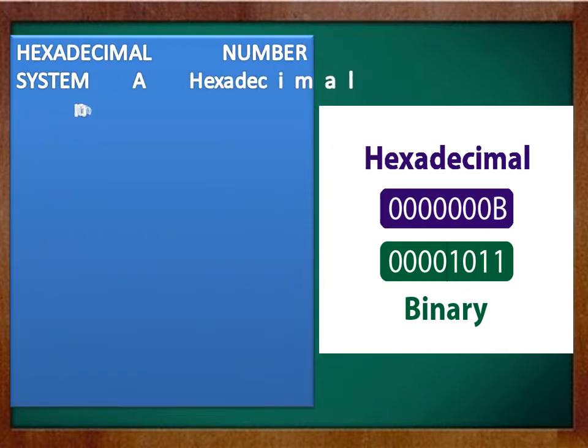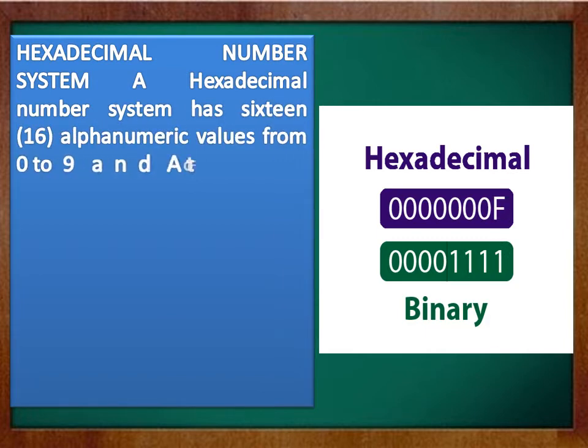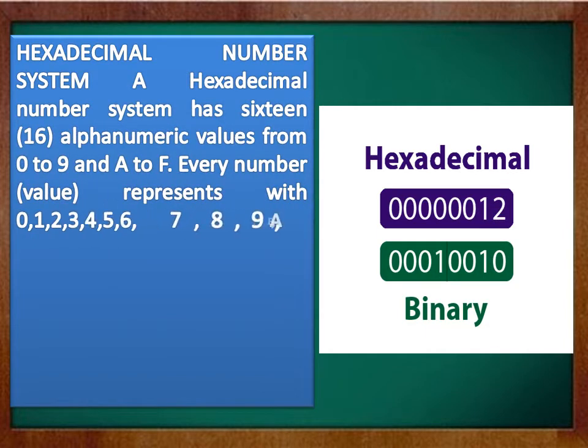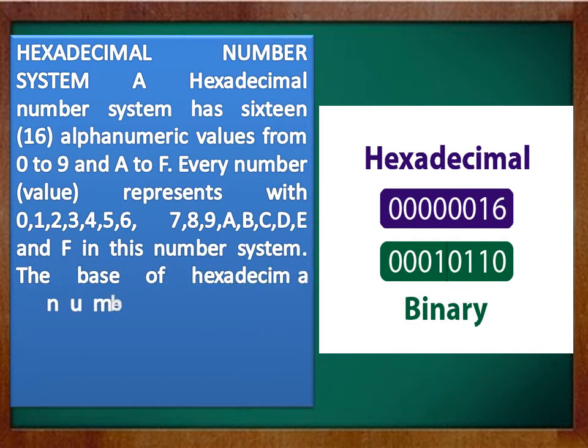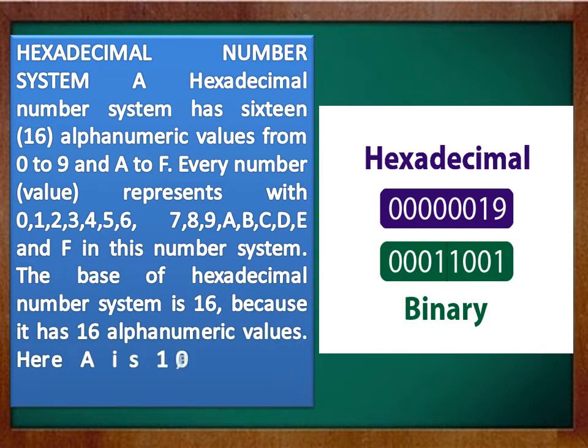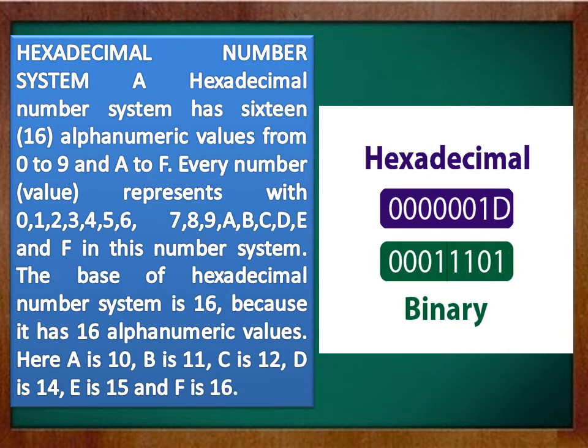Hexadecimal number system. A hexadecimal number system has 16 alphanumeric values from 0 to 9 and A to F. Every number value is represented with 0, 1, 2, 3, 4, 5, 6, 7, 8, 9, A, B, C, D, E, and F. In this number system, the base of hexadecimal number system is 16, because it has 16 alphanumeric values. Here A is 10, B is 11, C is 12, D is 13, E is 14, and F is 15.